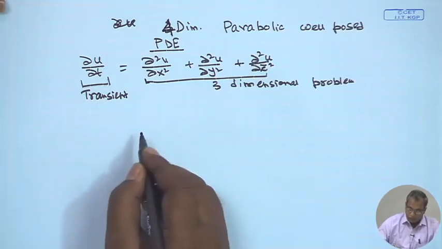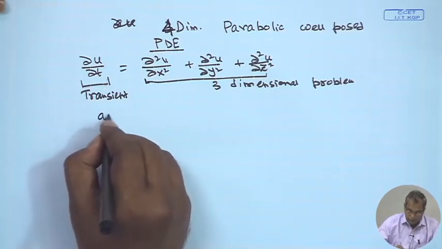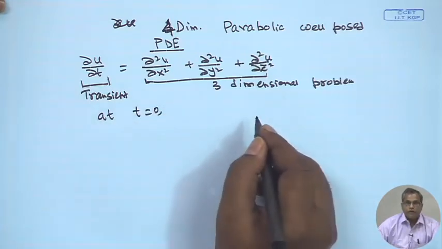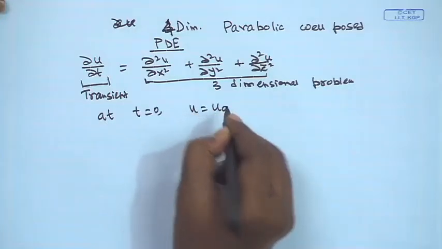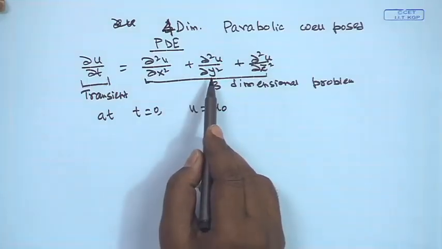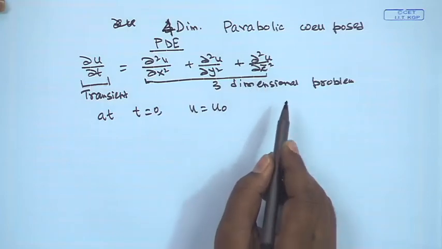Now, let us formulate the boundary conditions. At t is equal to 0, it is a well posed problem, so the initial condition at t equal to 0 must have a non-zero, non-homogeneous condition. Therefore, we assume that at t is equal to 0, u is equal to u naught. And we assume all the 6 boundaries: 2 boundaries on x, 2 boundaries on y and 2 boundaries on z, all having the Dirichlet boundary condition.